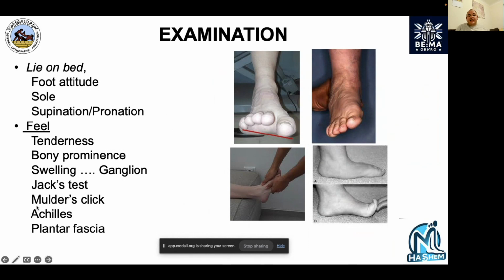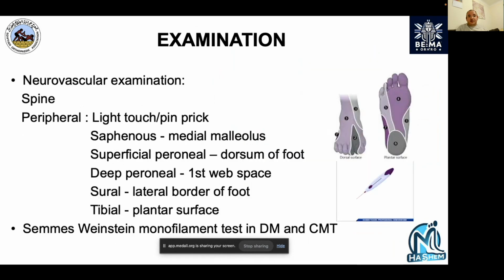Then you can feel the Achilles and you can feel the plantar fascia. From the Achilles, you can differentiate if there is an insertional or non-insertional tendinopathy, and if there is a Haglund deformity, if there is a retrocalcaneal problem or bursa or not.